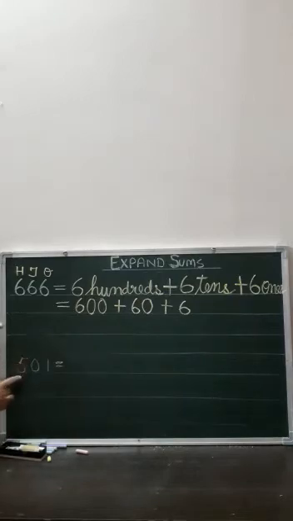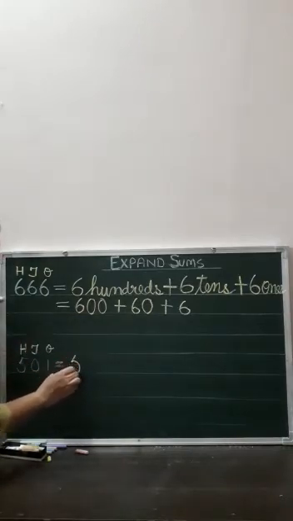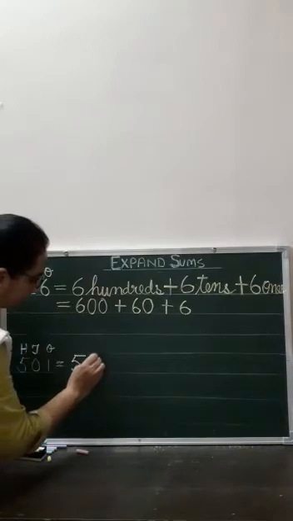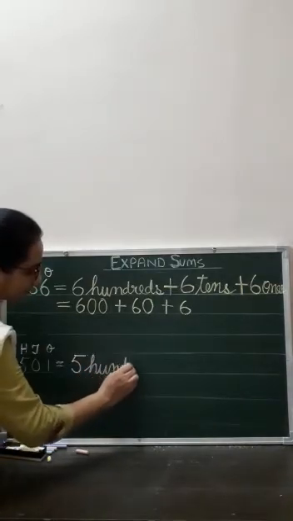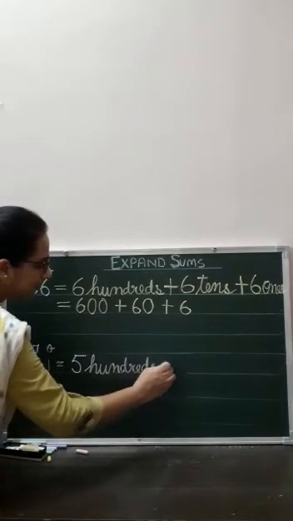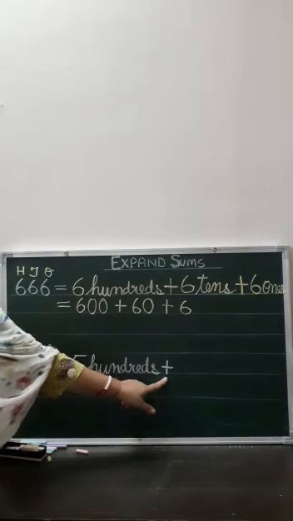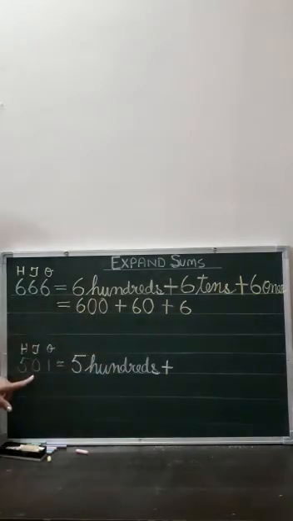Now let's take one more example. In the second sum we have the number 501. First of all we have to write the place on it. This is the place according to the places of digits. Now first of all write down 5 here. 5 is on which place? 5 is on hundreds place. So we can write hundreds here. Put a sign of addition because it is the addition of place value of digits in a number.